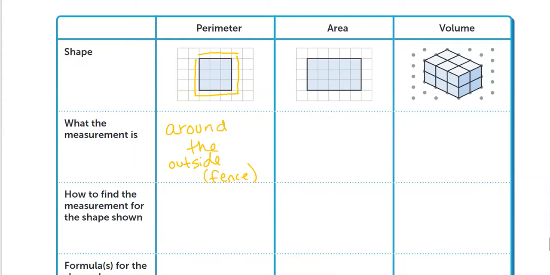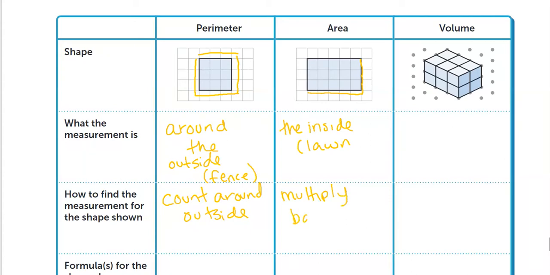And then the area is the inside. So think of that like the lawn. And that is 1, 2, 3, 4, 5 by 1, 2, 3. So how to find the measurement for the shape shown? You count around the outside. And for this one, you multiply the base times the height.